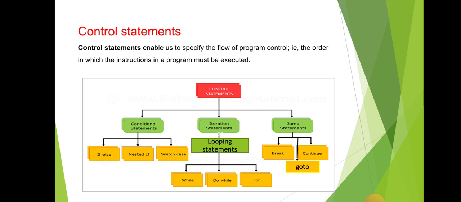The control statements are classified into three categories: conditional control statements, iterative statements, and jump statements. The conditional control statements are if else, nested if, else ladder, and switch case. The iterative looping statements are while, do while, and for. These three statements are looping statements. And jump statements are break, continue, and go to statement. These are control structures used in C++ programs.